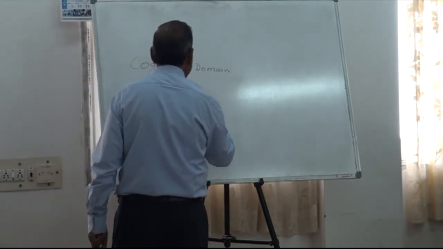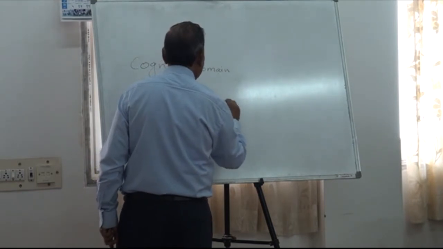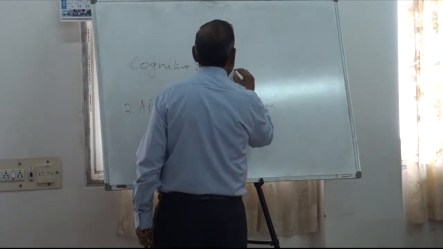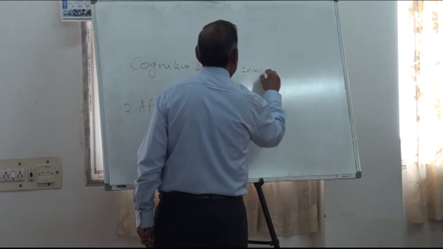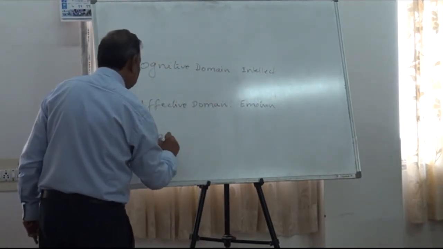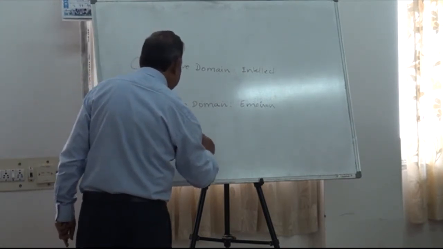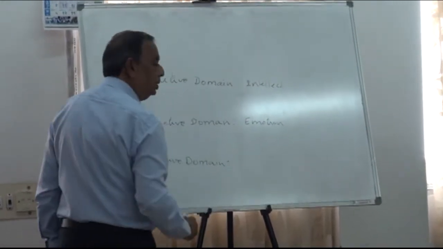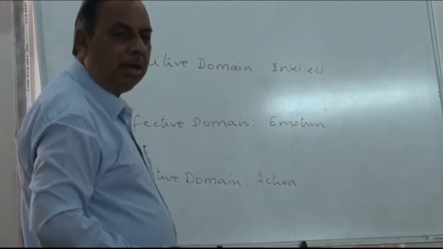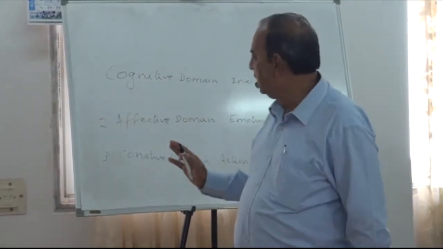I use a simple word: this is emotion, affective domain. This has connection with emotion. This has connection with intellect. And the third word is called the cognitive domain. This is the connection with action. Earlier they were calling it skills, but skill is also used with intelligence, sometimes intellectual skills, etc. Therefore, they have now started calling it action.